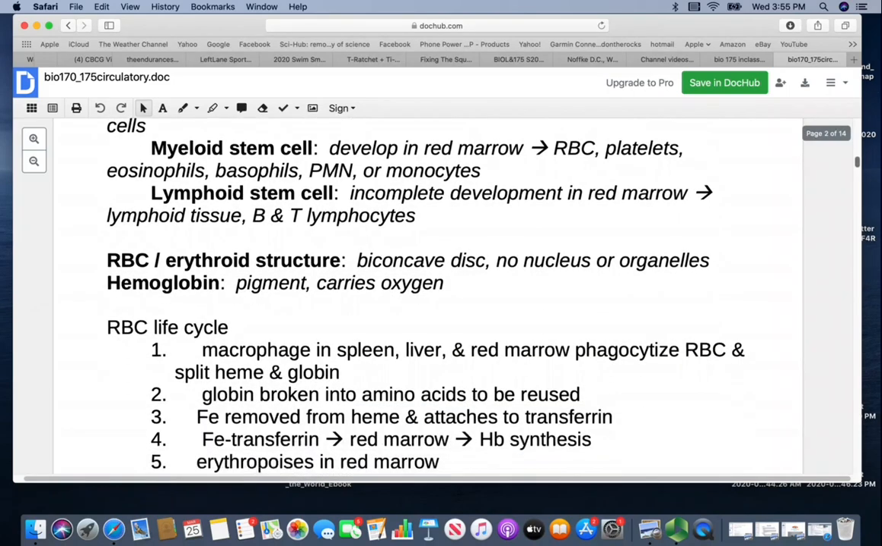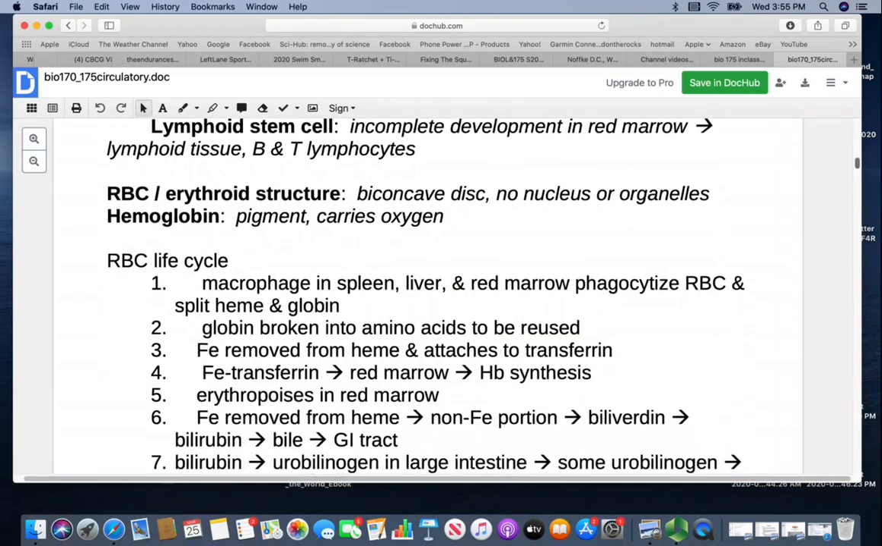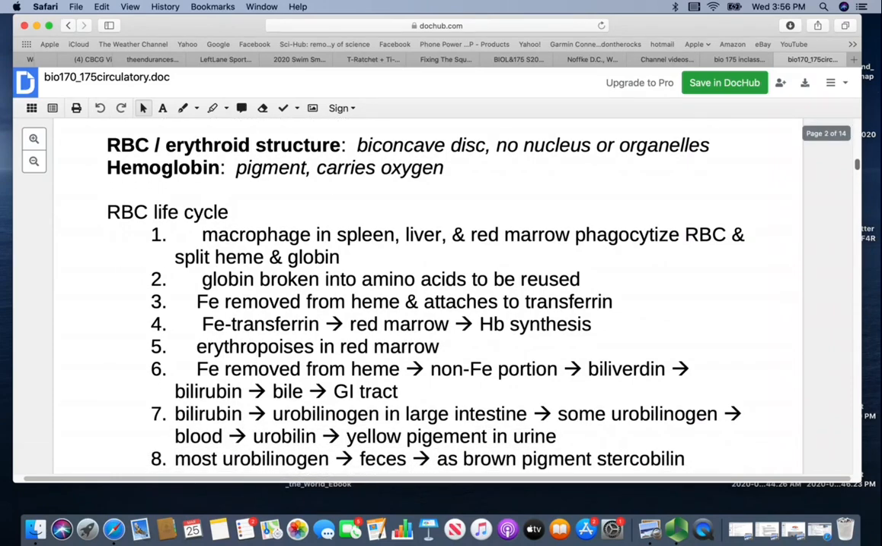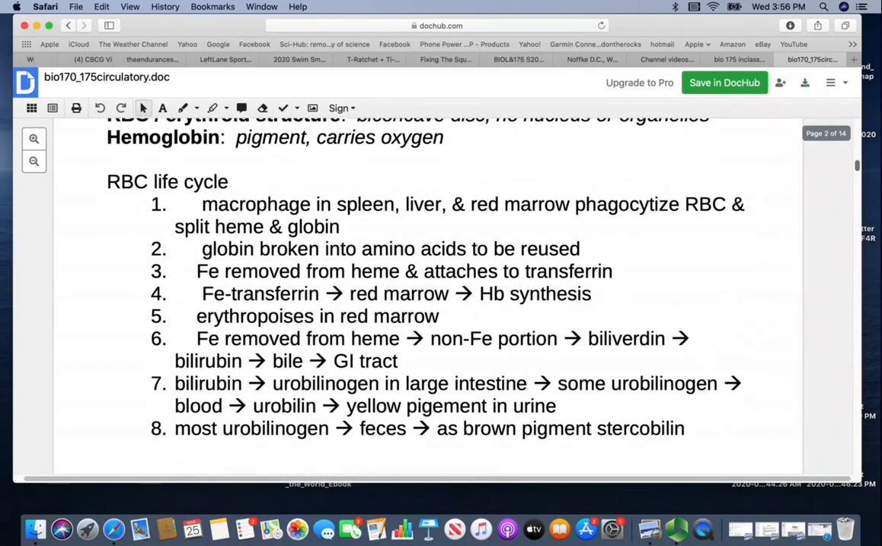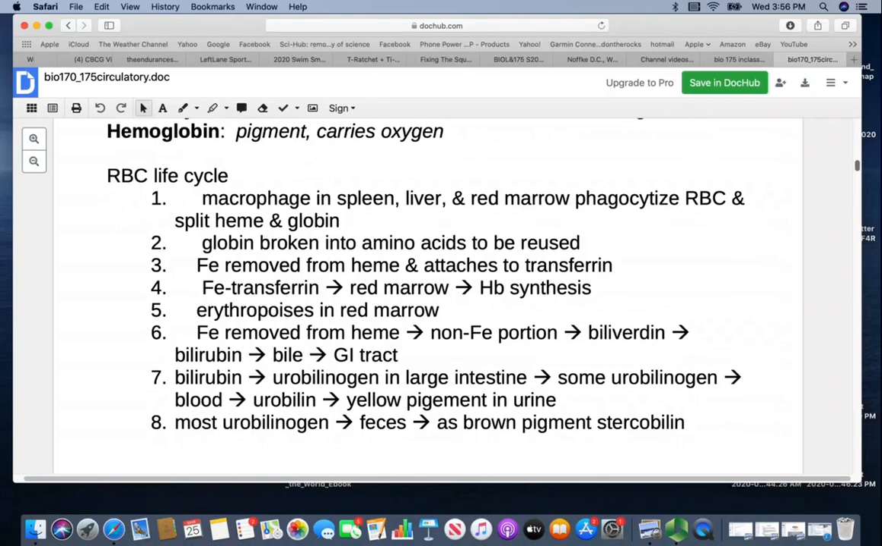So your red blood cell or erythroid structure is a biconcave disc. They're a small cell. They have no nucleus or organelles, but they do have hemoglobin, which is the pigment that allows them to carry oxygen. So our red blood cells are going to live for 120 days. So every 120 days, in theory, you should have all of your red blood cells recycled. They don't all die on day 120, and then the next day you get all new ones. You're going to lose some every day and make some new ones every day.